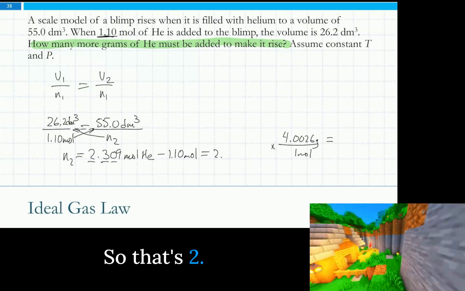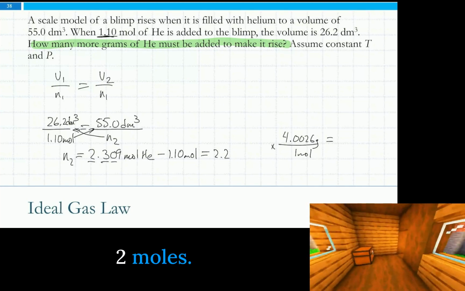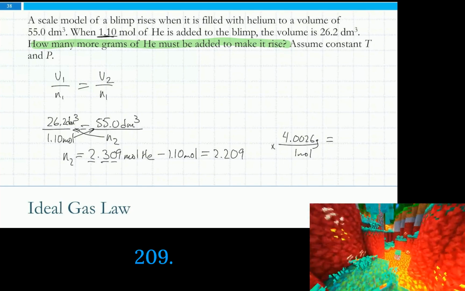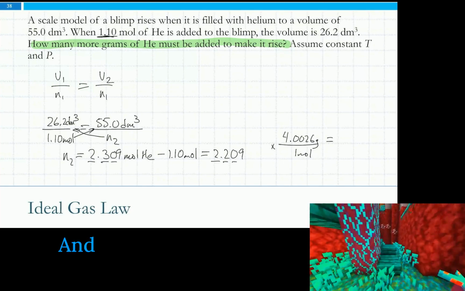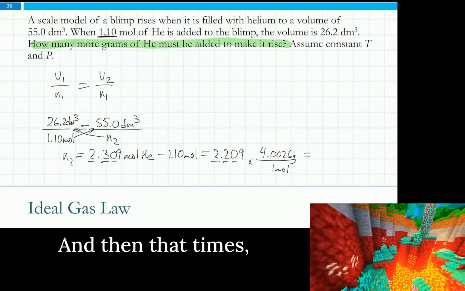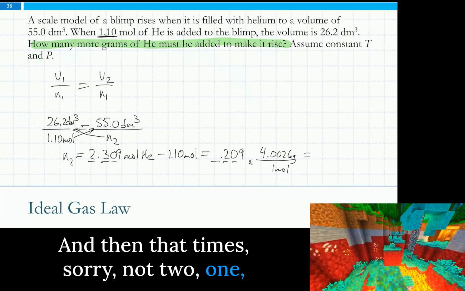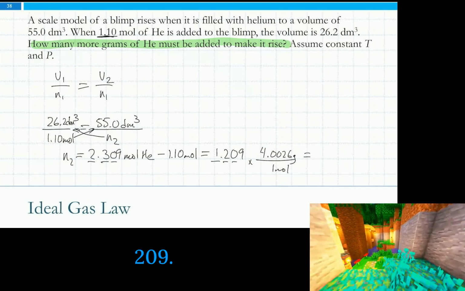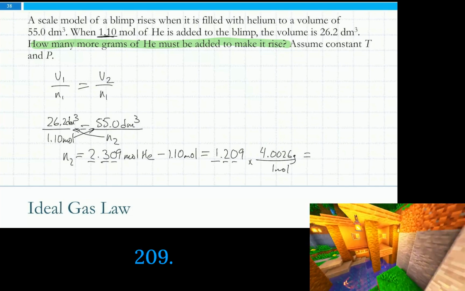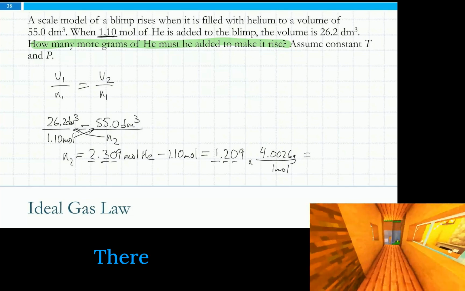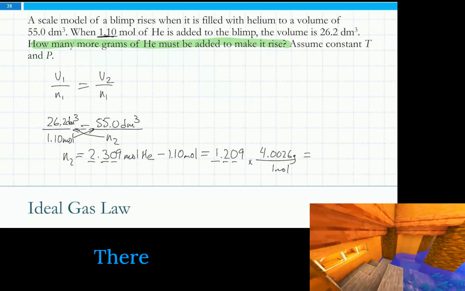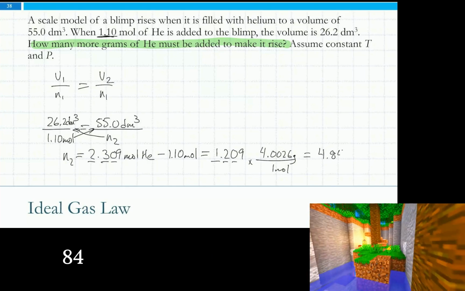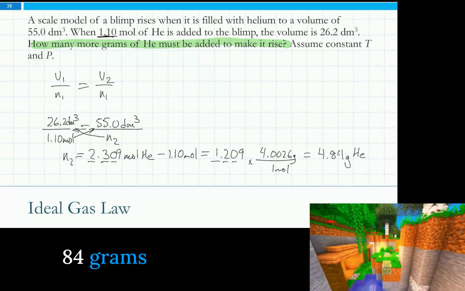So that's 1.209. And then that times, sorry, not 2, 1.209. There we go. 4.84 grams of helium.